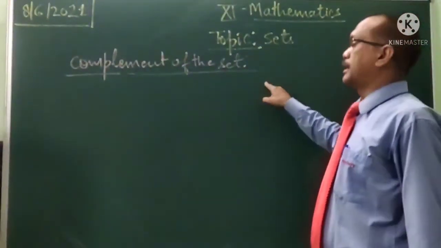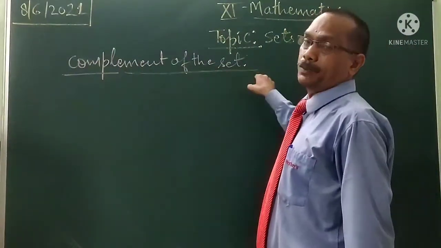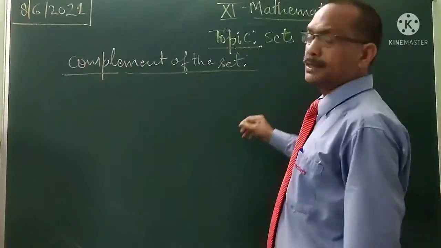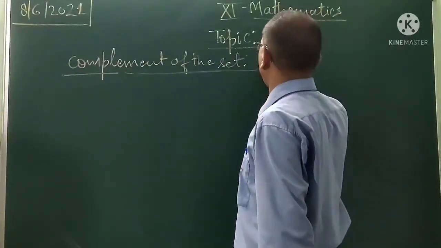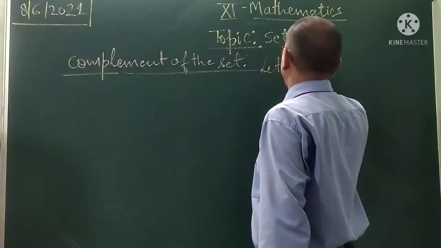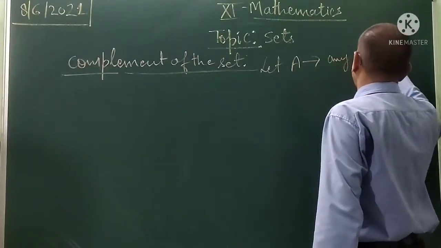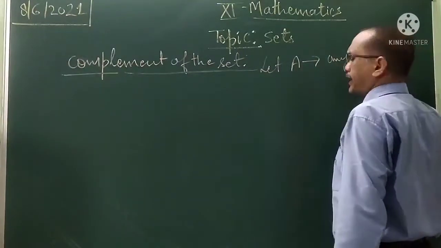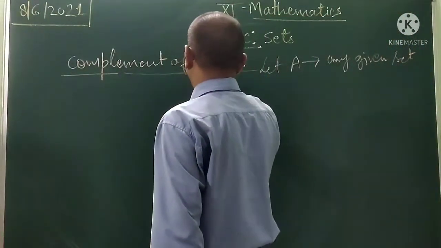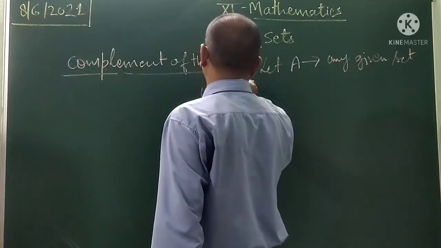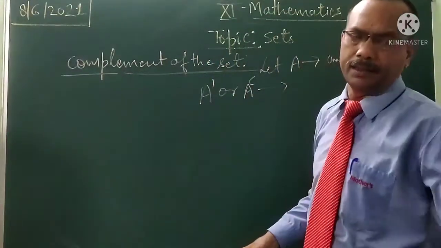Good morning, class. Students, today's topic is the complement of a set. Complement means it is just the opposite of the given set. Let A be any given set. Then its complement is represented by A dash or A^C. It is the complement of the set.